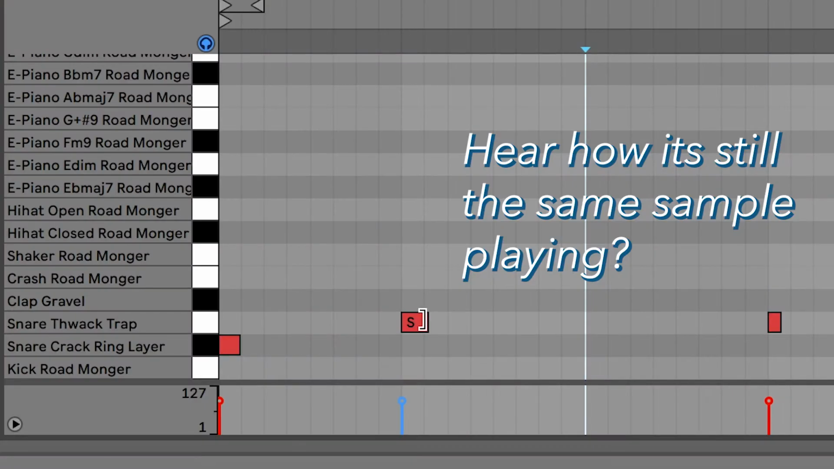So one way around this is to actually use a different sample for the ghost notes itself. So I actually had to do this in the example that you've just listened to, because the snare that I used originally didn't change sound when I lowered the velocity, and the ghost notes just stuck out way too much.